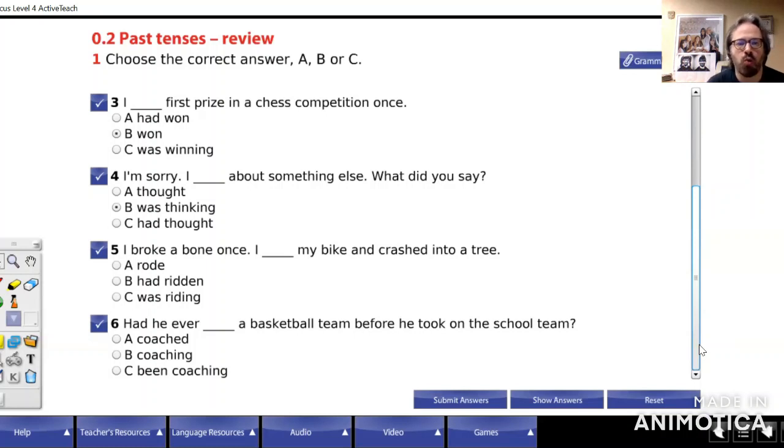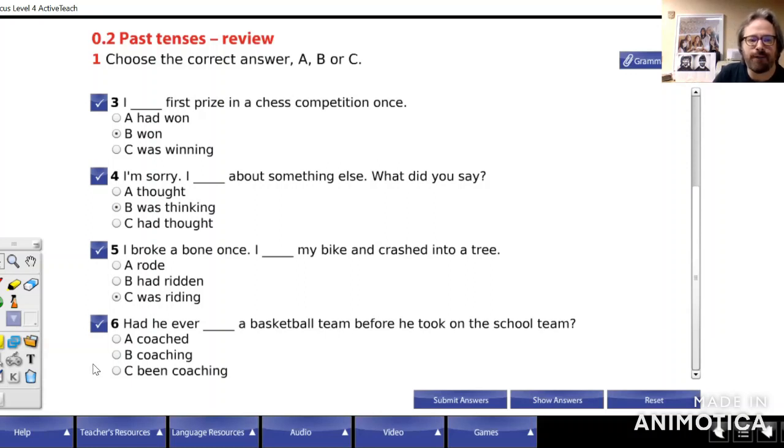I broke a bone once. My bike and crashed into a tree. So this is, let's say, a story about you breaking your bone, right? Doesn't matter which bone. Once you broke a bone. Now, how is this happening? What is the background? And for backgrounds, what do we use? We use the continuous. So let me tell you about the time I broke my bone. So I was riding my bike and suddenly I crashed into a tree, and that's when I broke my bone.